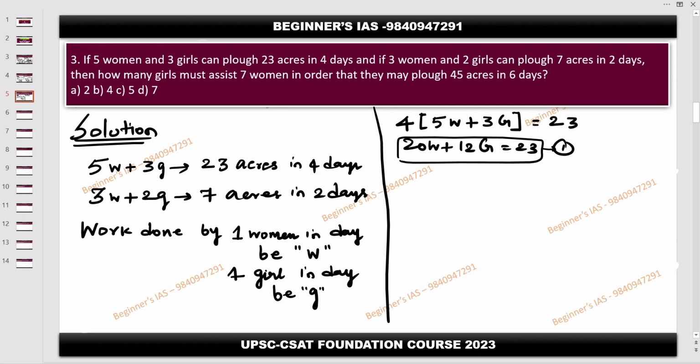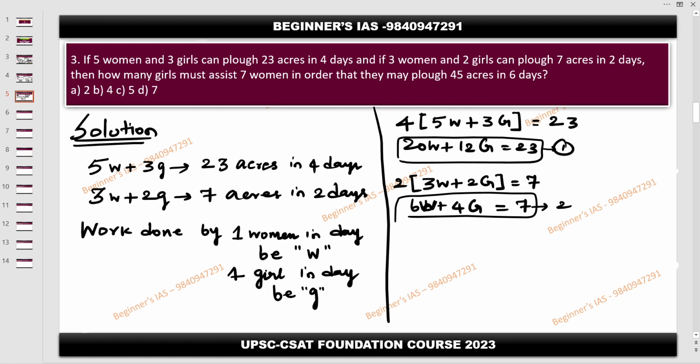Then move on to the second statement. 2 days work done, 3 women plus 2 girls. What is the work? 7 acres. Then multiply here. So 6W plus 4G is equal to 7. Take this as equation number 2. Find W and G by using the elimination method, or cross multiplication method, or substitution method, whatever the method. So now the first equation is 20W plus 12G equals 23. Second equation into 3: if you multiply with 3, here 18W plus 12G, which is equal to 21.